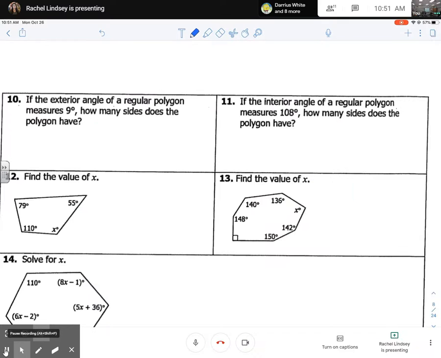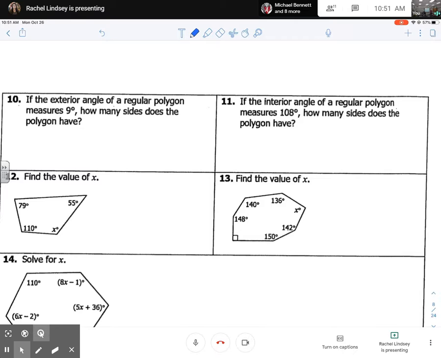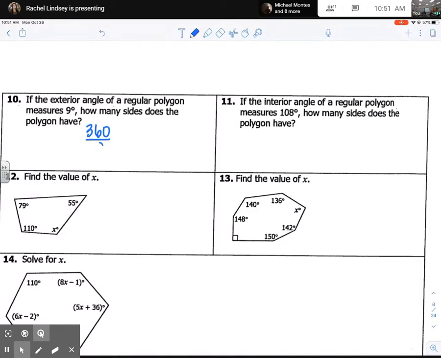If the measure of an exterior angle of a regular polygon is 9 degrees, how many sides does the polygon have? What am I gonna do? I'm gonna take 360 and divide by 9. What's 360 divided by 9? 360 divided by 9 is 40. So that shape would have 40 sides. That would be a 40-gon.